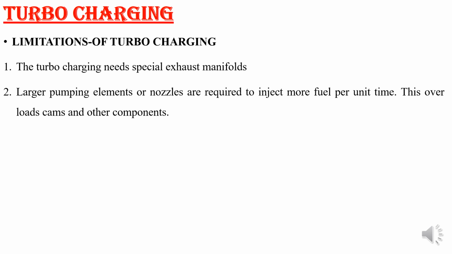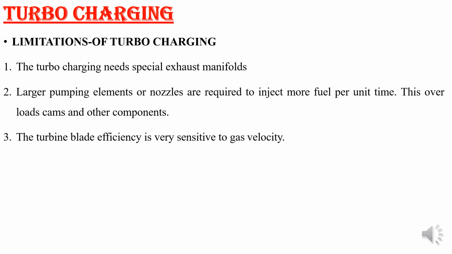So turbocharging limitation, that is, turbocharging needs a special exhaust manifold, because the exhaust manifold is also redesigned with respect to that. We need to change the length, and some wastegate has to be prepared, and a control mechanism you have to give for that. Wastage of exhaust, hence the exhaust gas manifold has to be redesigned, and larger pumping elements or nozzles are required, so inject more fuel per unit time. So this will overload the cams and other components of the engine.